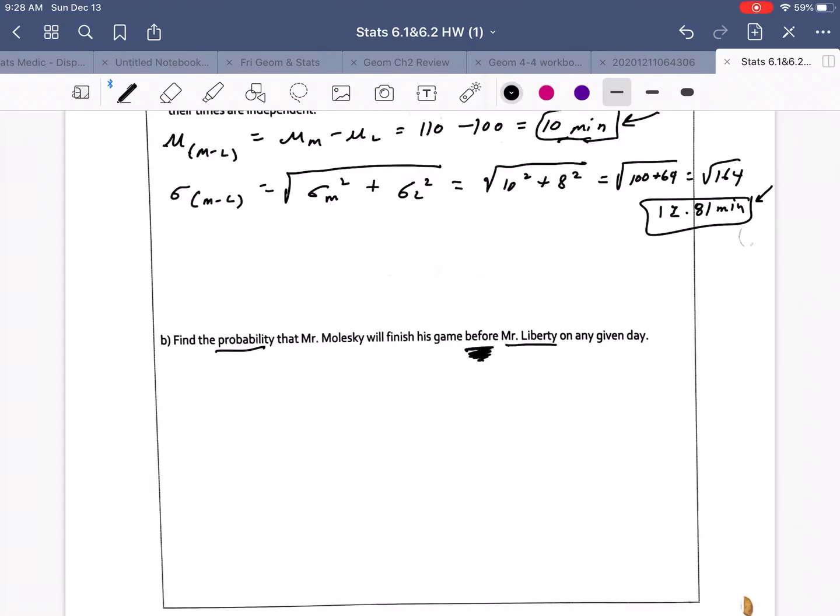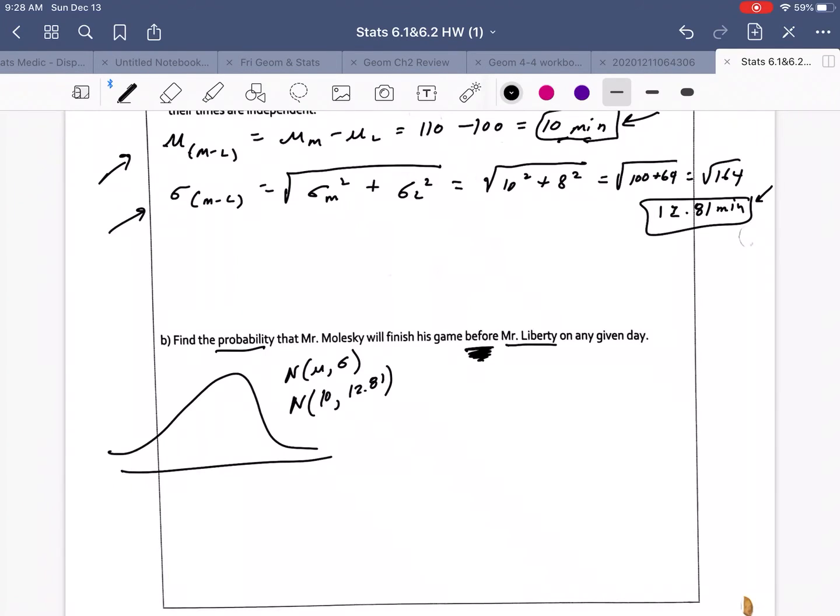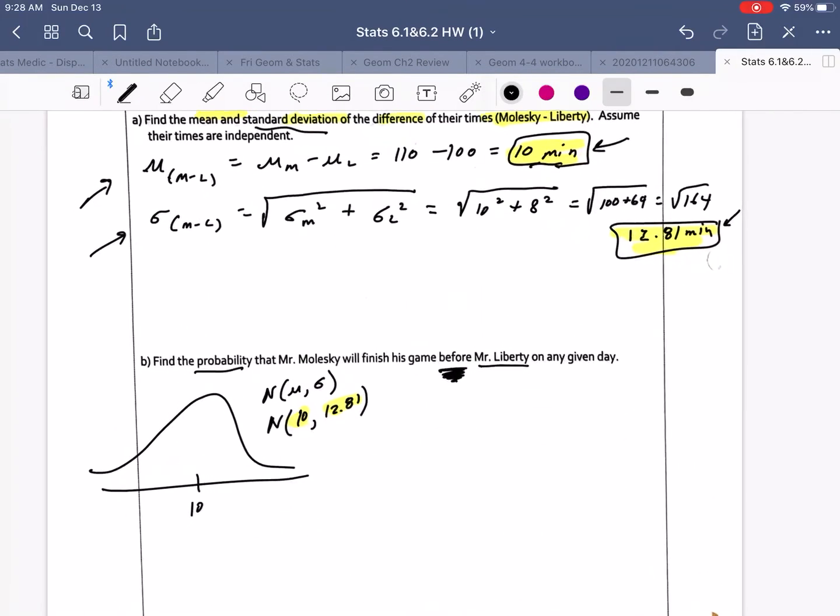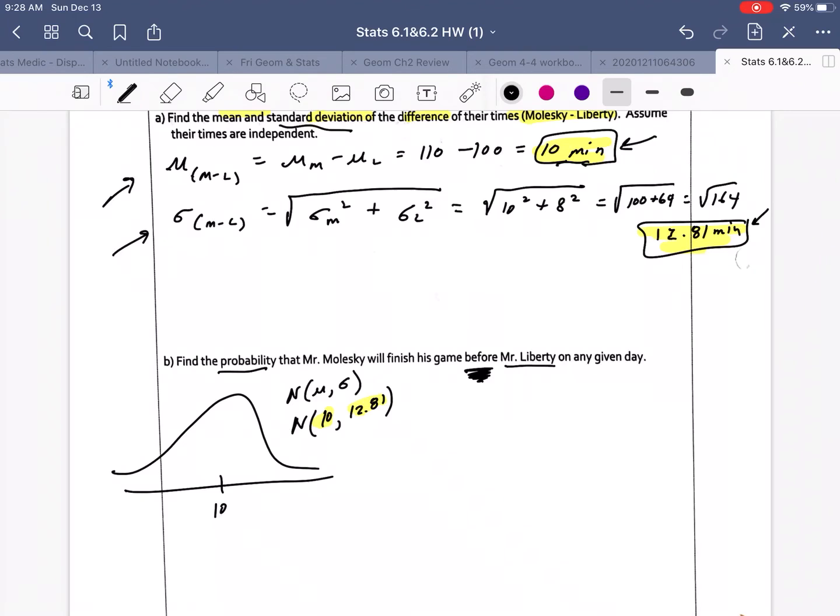Okay, so we know these are normally distributed, and so this would also be normally distributed. So what is the mean and standard deviation? Well, the mean is this 10 minutes, right? And the standard deviation is 12.81 minutes. So we have our mean and our distribution, and we can find the area under the curve, and the area under the curve would be the probability. So if we have a 10 here, that's our typical difference. What would be the probability he would finish before Mr. Liberty? So this takes some thinking.